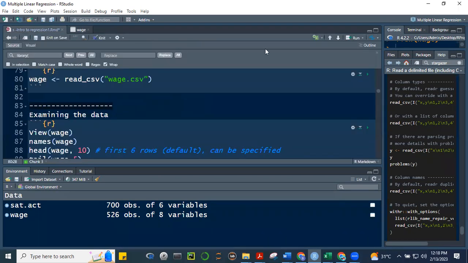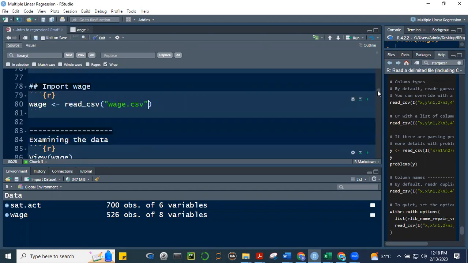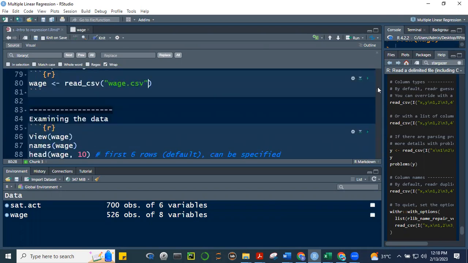Okay, may I ask if you were able to load the data? Can we chat, please, if you were able to load the data? Okay, thank you, Jonas. How about the others? Okay, good. All right.